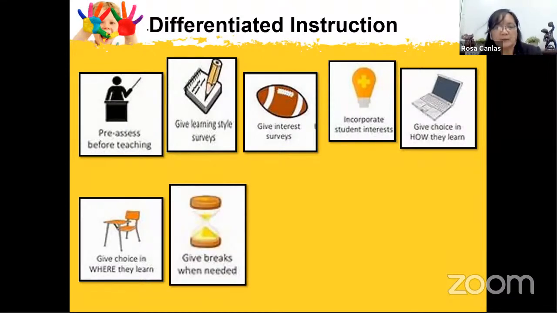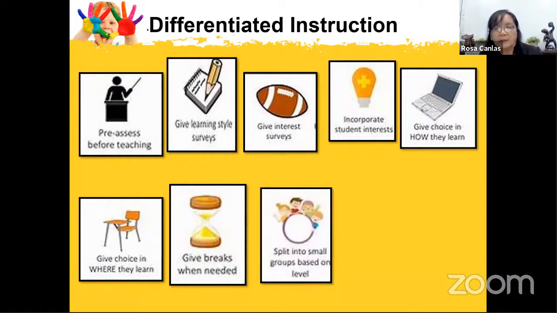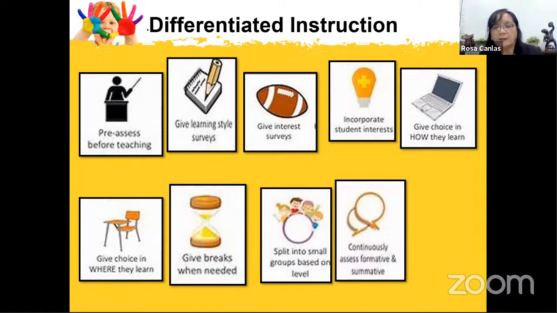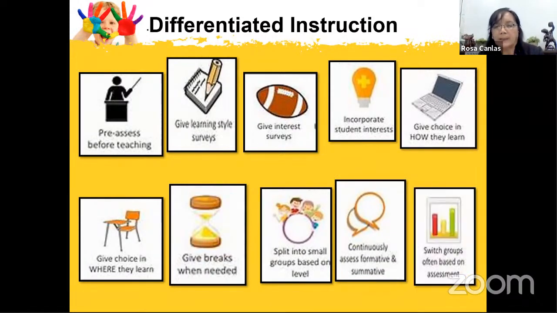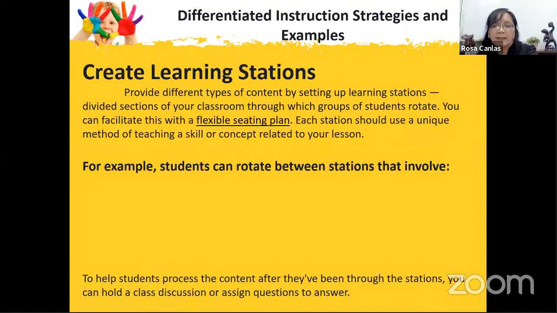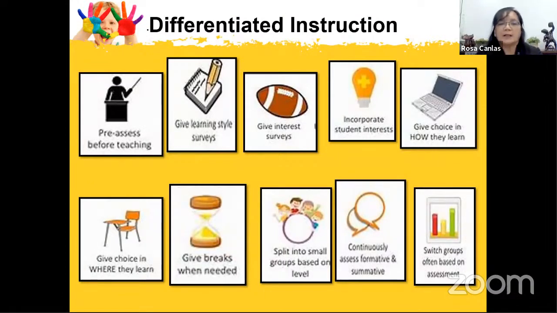These are all very important. We should give them breaks when needed. We have to split them into small groups based on their level, and then continuously assess, both formative and summative. And the last one, we should switch groups often based on assessment. So these are all very important, especially since learners have unique needs and different abilities.